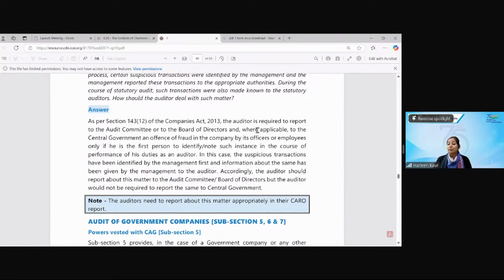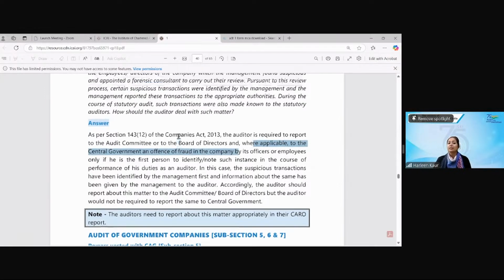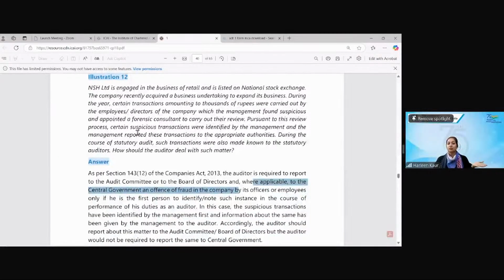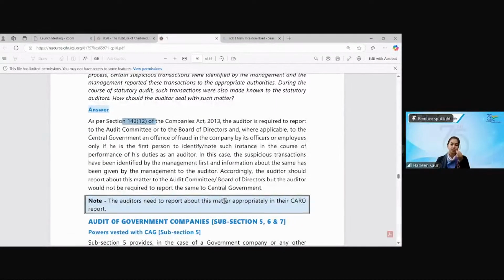If applicable, please children, note down this point. He is simply telling you that if such transactions, suspicion has been raised and these transactions are also reported by the statutory auditor, then what is required to be done? You will not blindly apply 143 subsection 12. You have to say that if it is applicable, if any fraud has been committed, suspicion has been raised, then information has to be given by the management to the auditor.